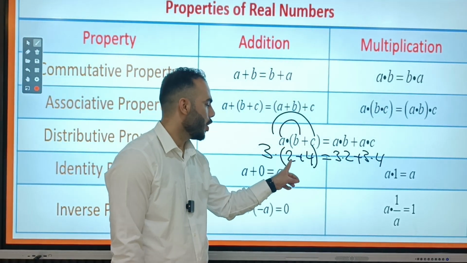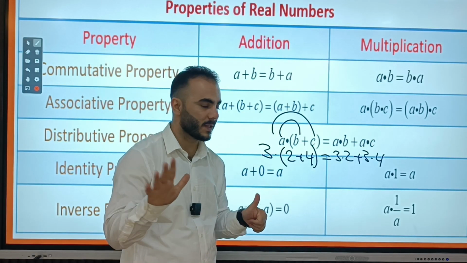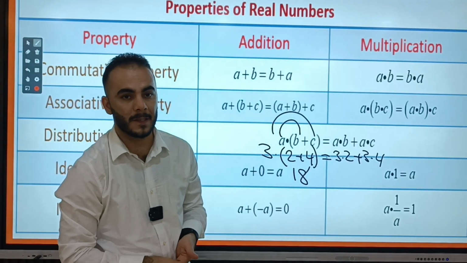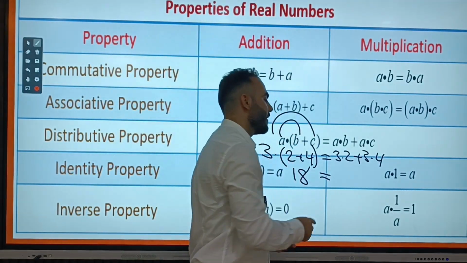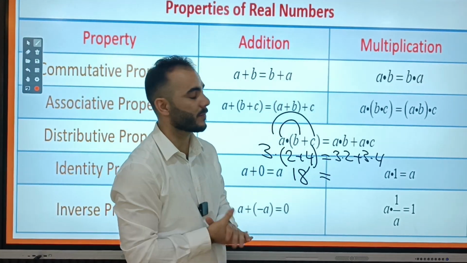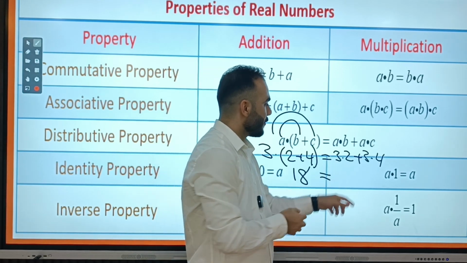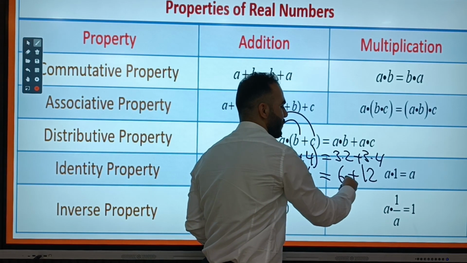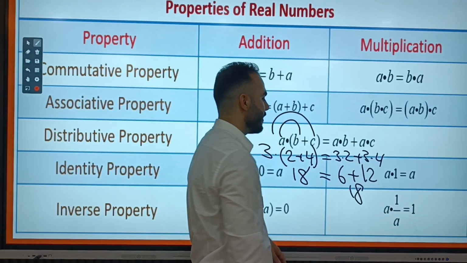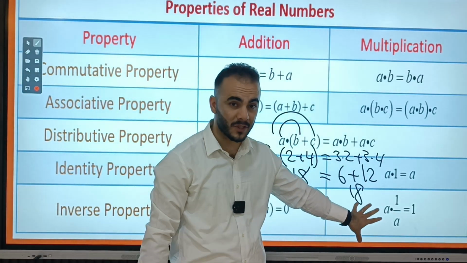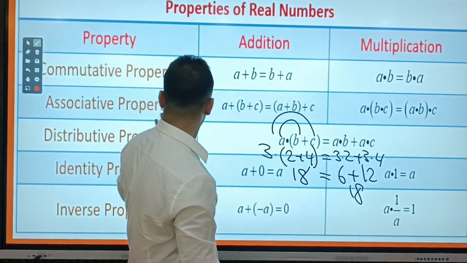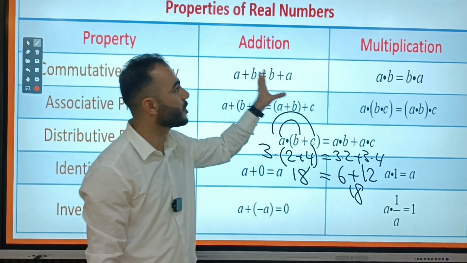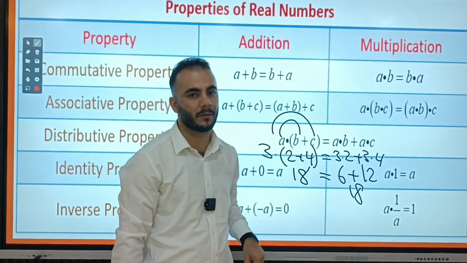So the left side is 2 plus 4, 6. 6 times 3, it's 18. So the left side is 18. If they were not equal, we would say that distributive property doesn't work for addition and multiplication. 3 times 2, 6. Plus 3 times 4, 12. So 6 plus 12, again we are going to have 18. Since the left and the right side are the same, we conclude that distributive property works for addition and multiplication.